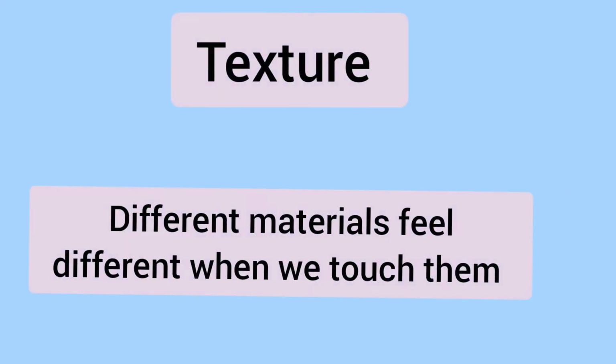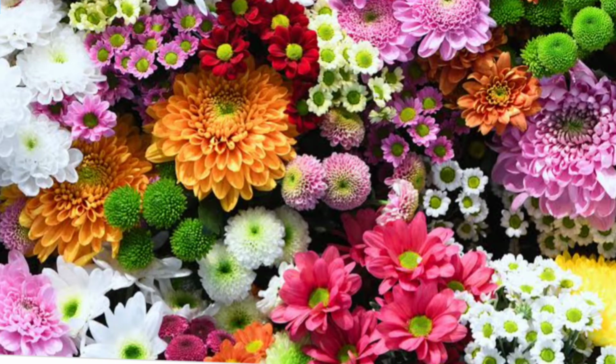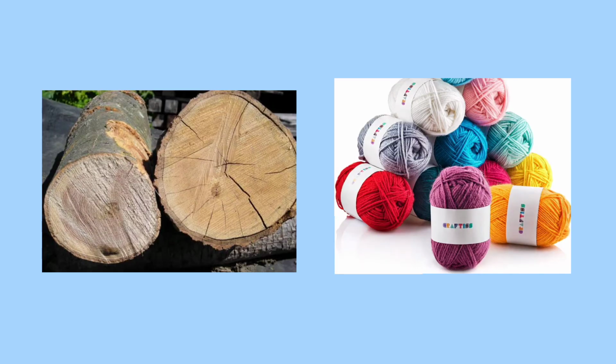Sixth property is texture. Different materials feel different when we touch them. Some materials feel smooth while some feel rough. Flour and silk are smooth materials while wool and wood are rough materials.